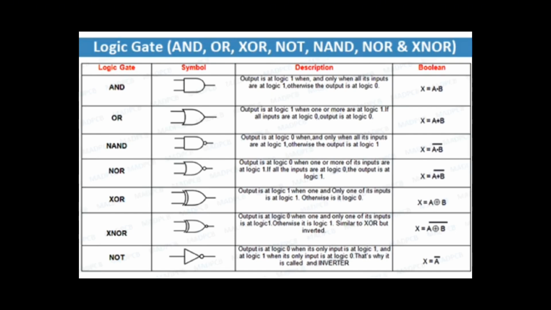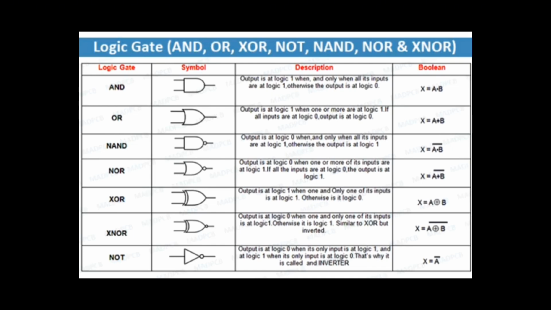Logic gate symbol description. AND: Boolean output is at logic 1 when, and only when, all its inputs are at logic 1, otherwise the output is at logic 0. OR: X equals A plus B. Output is at logic 1 when one or more inputs are at logic 1. If all inputs are at logic 0, output is at logic 0. NAND: X equals A, B, NAND. Output is at logic 0 when, and only when, all its inputs are at logic 1, otherwise the output is at logic 1.